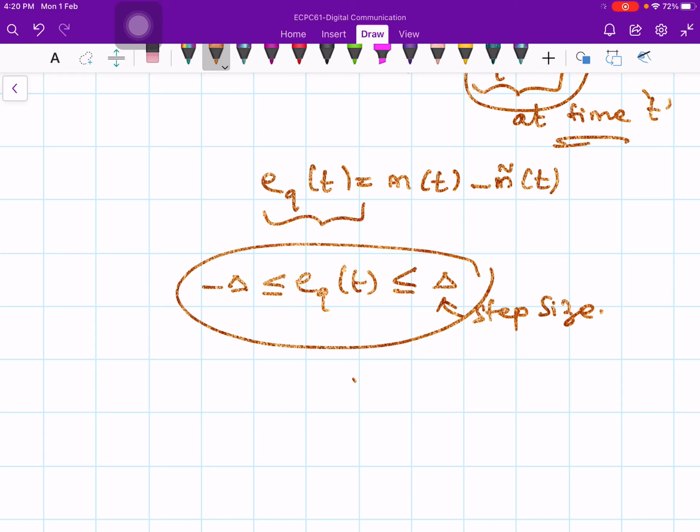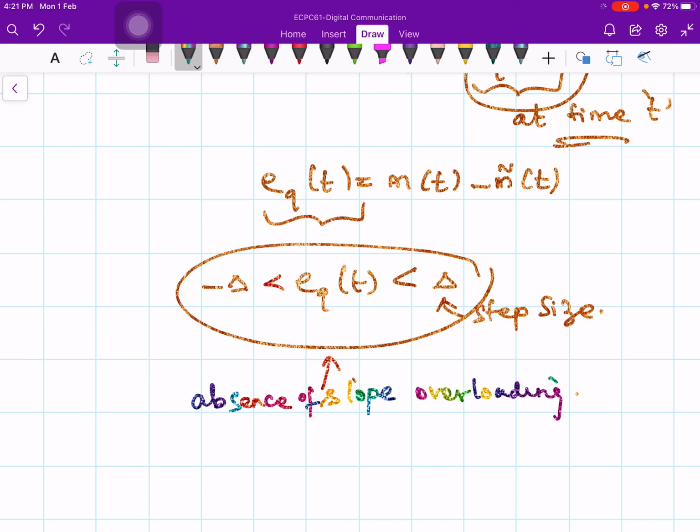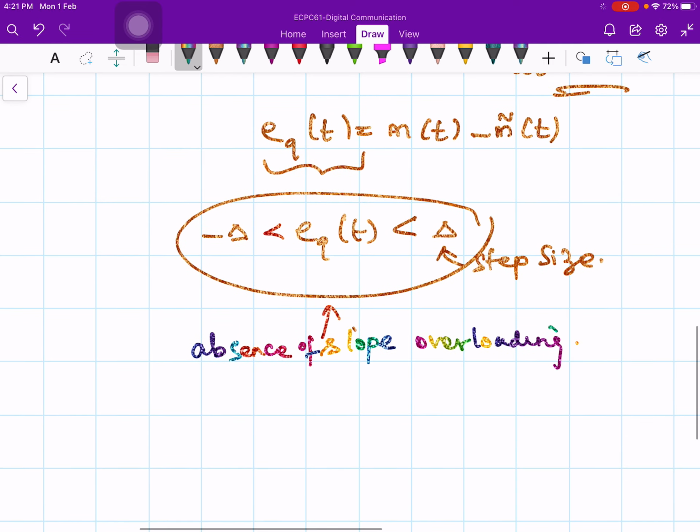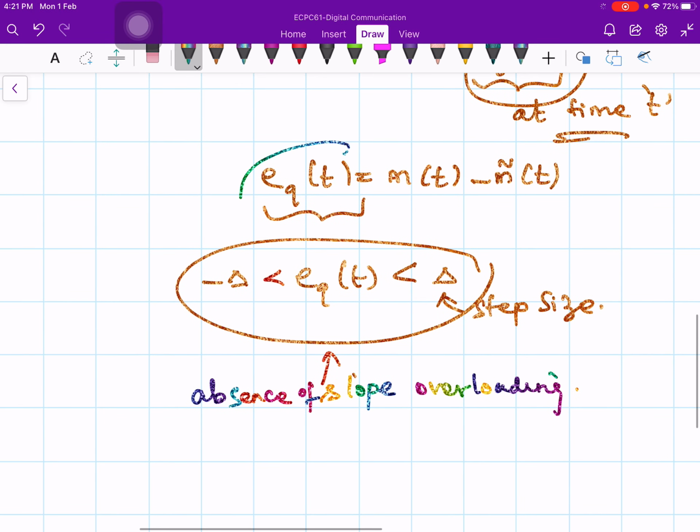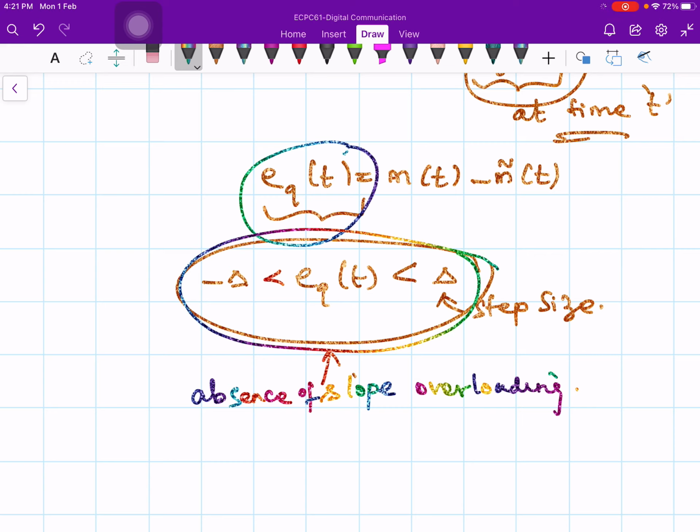One second, let me denote this. In the absence of slope overloading, it all lies between minus delta and plus delta. At the most it can reach delta, but less than or equal to. If there is a slope overload, then this error becomes large. So therefore this has to be qualified only in the absence of slope overloading.